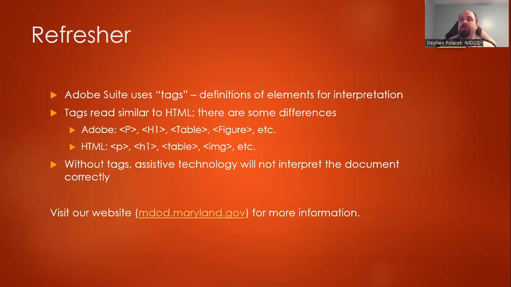Because while things like JAWS or NVDA have OCR capability, and can scan the document, do some reading, it has to make its best guess. So the user might not get the information in the order you want them to read it in, or it might skip parts, or it might misinterpret something as just a table instead of a form that they're supposed to fill out.